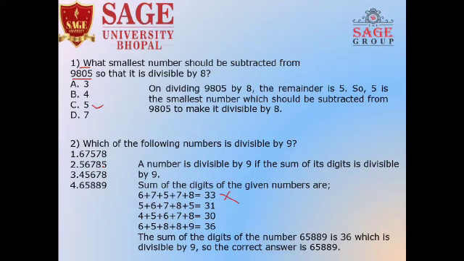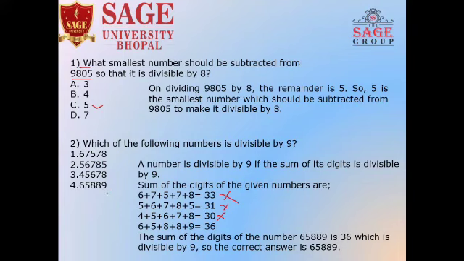We try option number 2. 5 plus 6 plus 7 plus 8 plus 5, whose sum is 31. So again, this is not the right answer because 31 is not divisible by 9. We choose option number 3 and check. 4 plus 5 plus 6 plus 7 plus 8 is equal to 30, and 30 is again not divisible by 9.